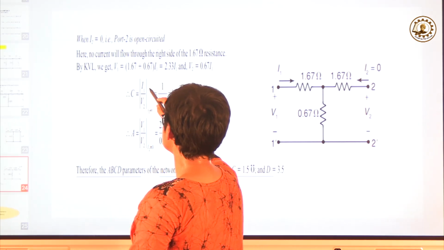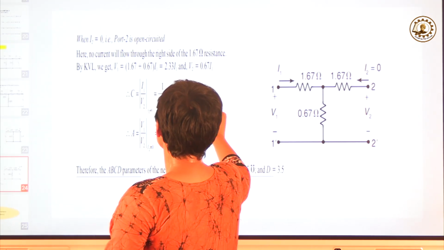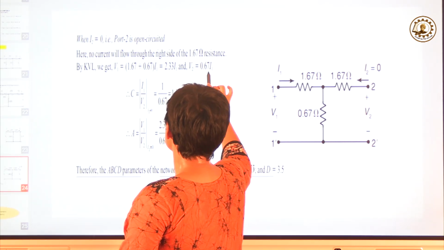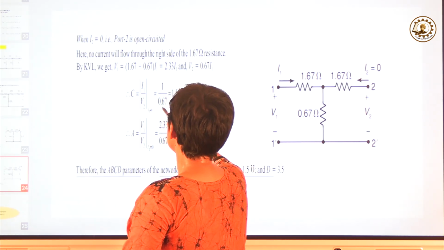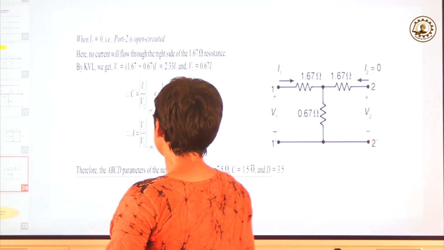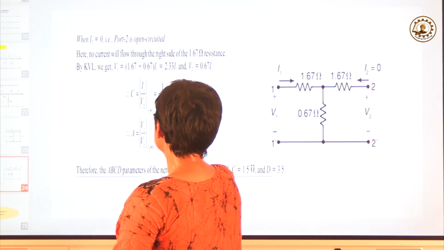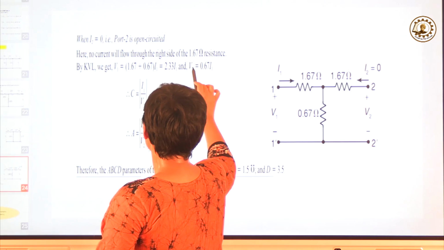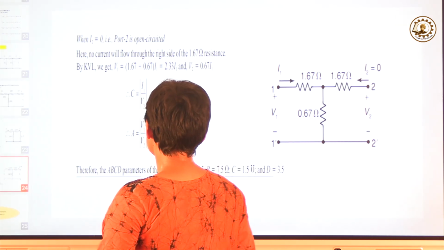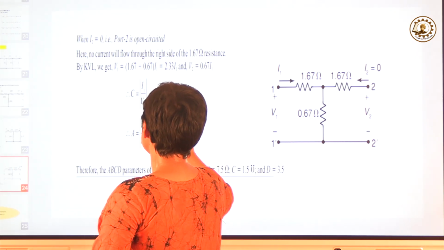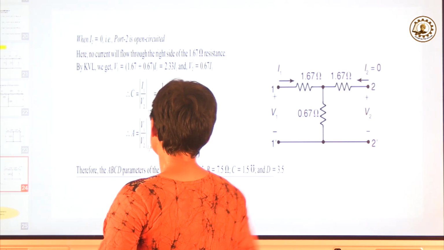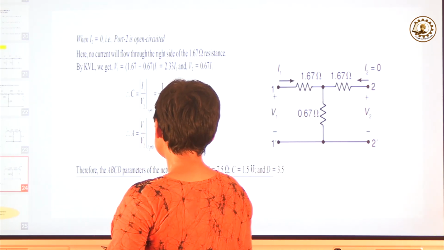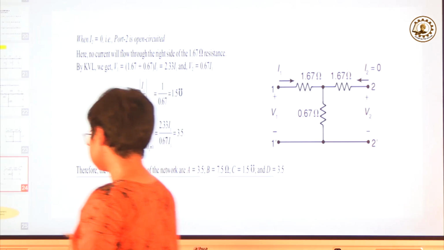C will be equal to I1 by V2. So basically from here we will get C. I1 by V2 is 1 by 0.67. And A will be equal to V1 by V2. Now V1 equals 2.33 I1 and V2 equals 0.67 I1. So if we divide V1 by V2, we will get 3.5. Therefore, we get the ABCD parameters of the network.